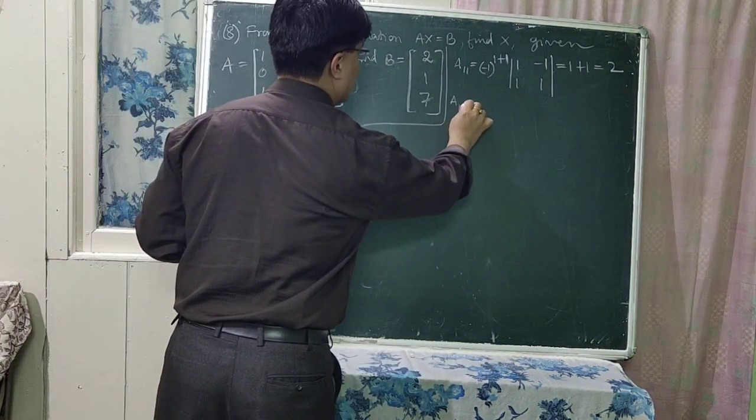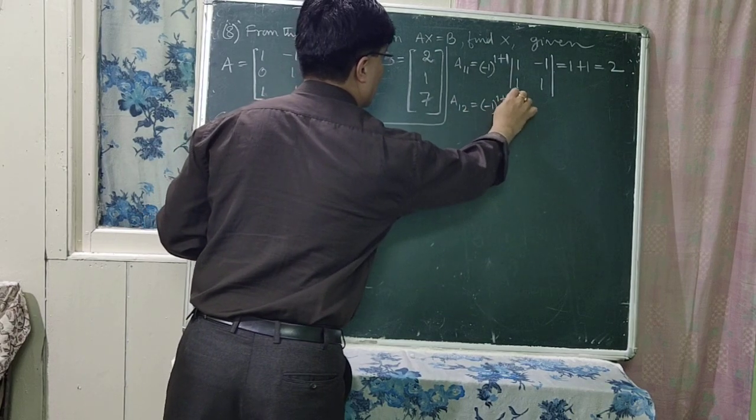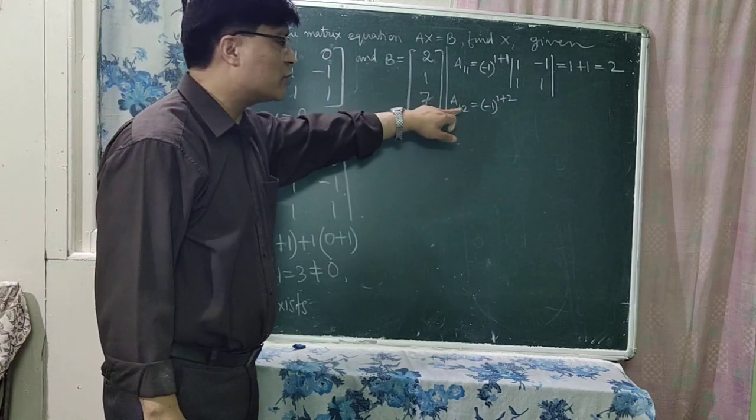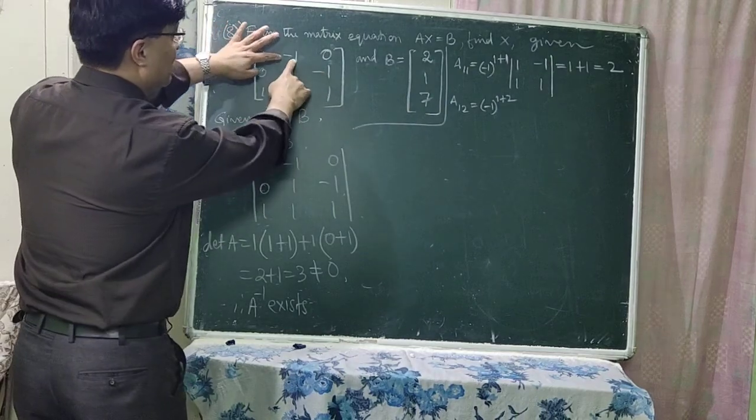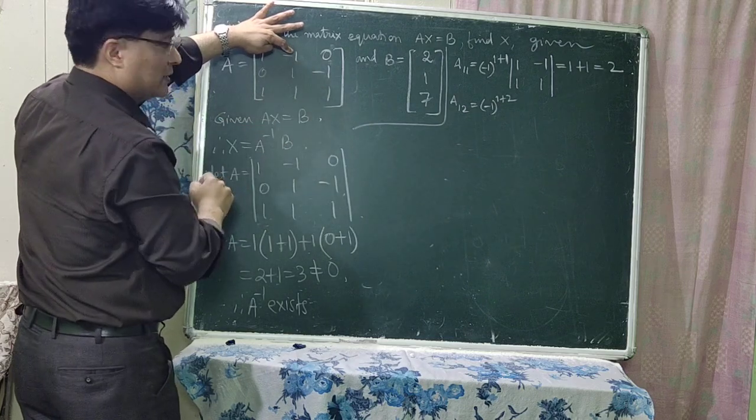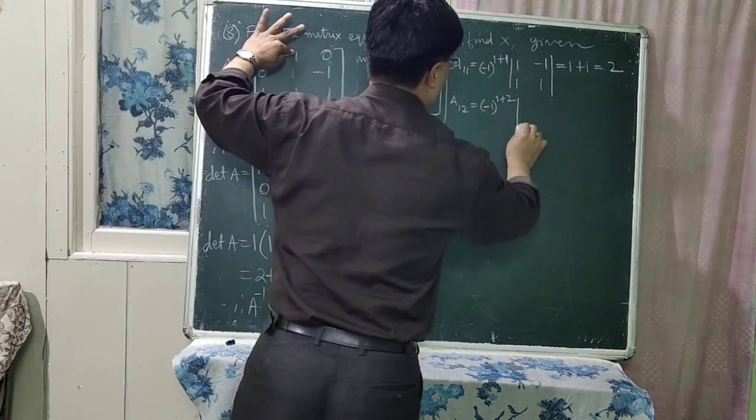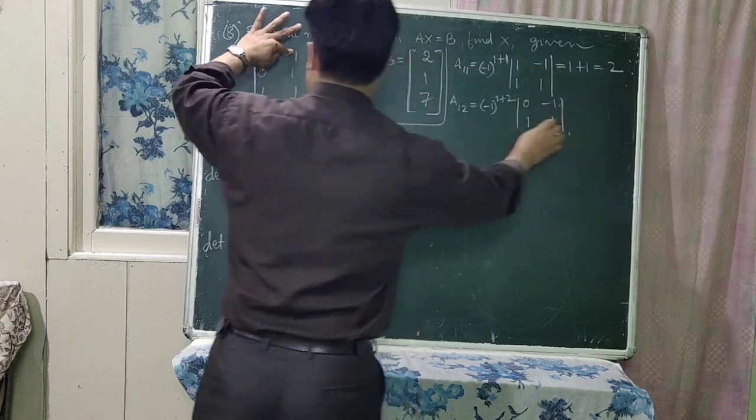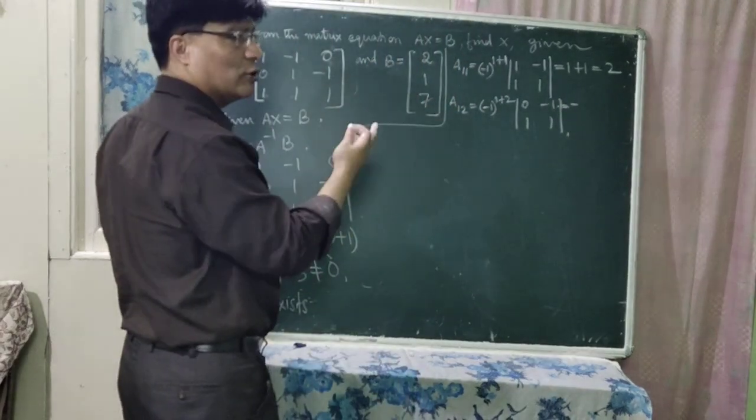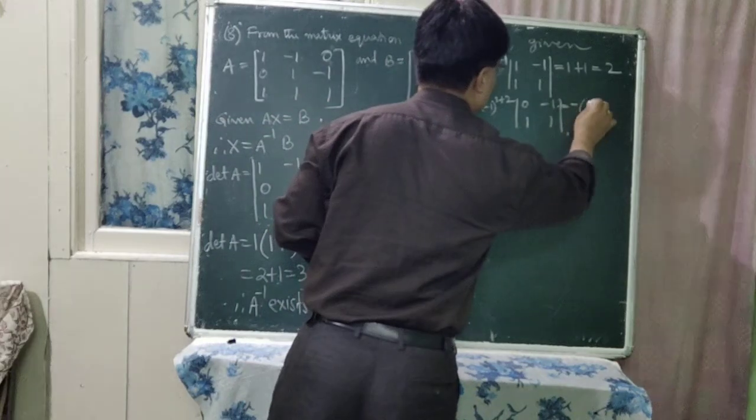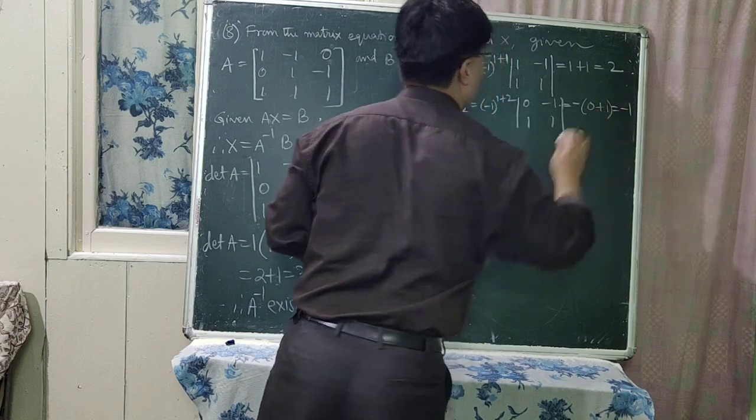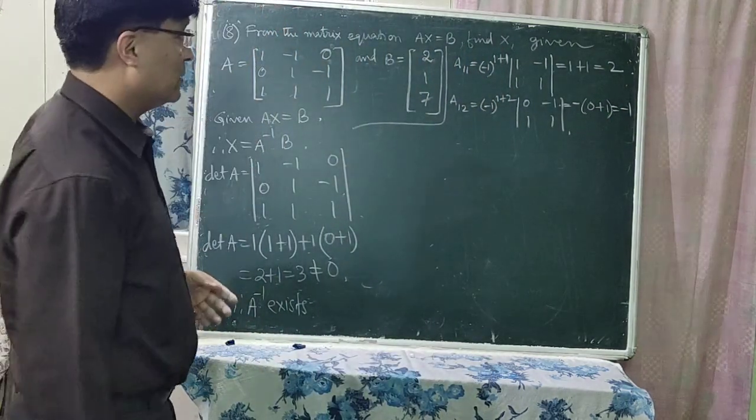Next, A12. Minus 1 whole to the power 1 plus 2. You have to consider the sign. Now get the cofactor of the element belonging to the first row and second column. That means minus 1. You have to delete the row and the column through the element minus 1. First row and second column are deleted. So 0 minus 1, 1, 1. This will be minus sign because minus 1 whole cube is minus, and within the bracket, 0 1 is 0. So minus and minus plus 1, which is equal to minus 1.